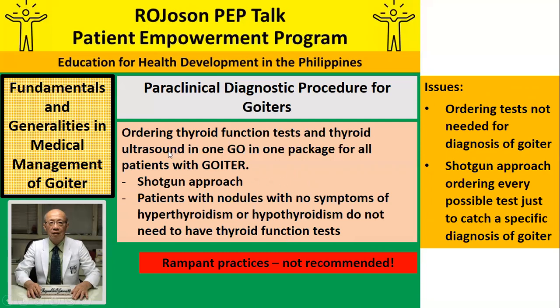An example of a practice being done by physicians: ordering thyroid function test and thyroid ultrasound in one go, in one package, for all patients with goiter. This is an example of a shotgun approach. Patients with nodules with no symptoms of hyperthyroidism and hypothyroidism do not need to have thyroid function tests. So these are rampant practices which are not recommended.